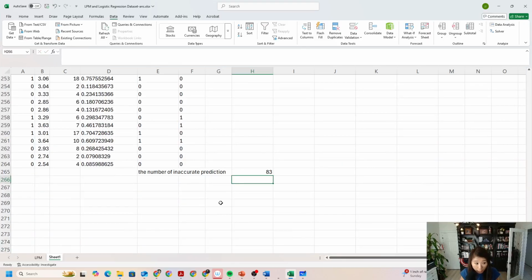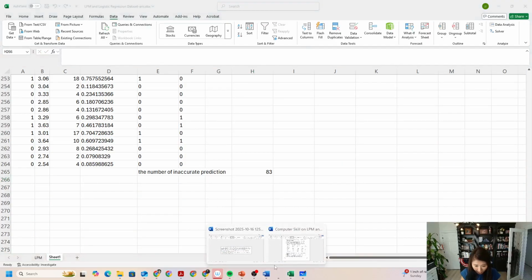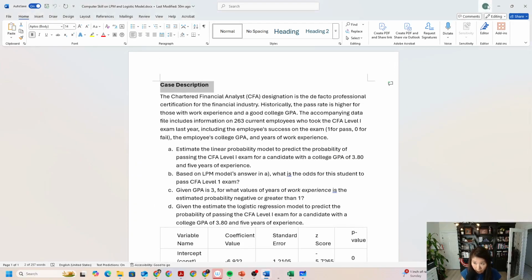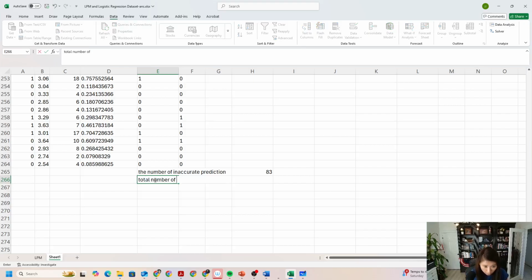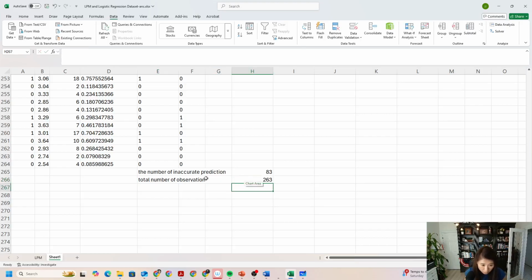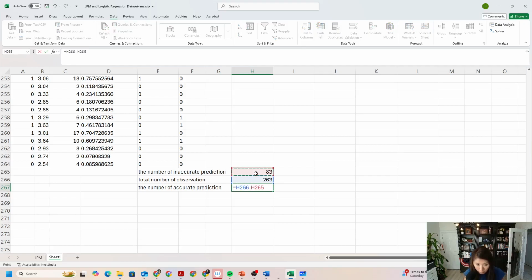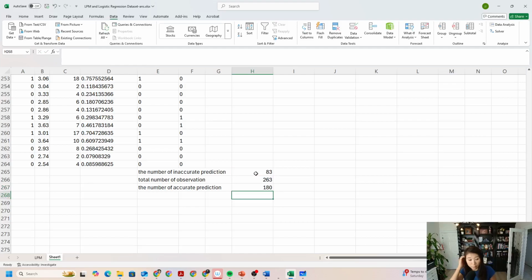Okay, so among these 263, right? Let me go back to the case. We have 263 employees here, and 83 of them were not predicted accurately. So the total number of observations is equal to 263. Therefore the number of accurate predictions will equal the total number of observations minus the number of inaccurate predictions. That will give us 180.